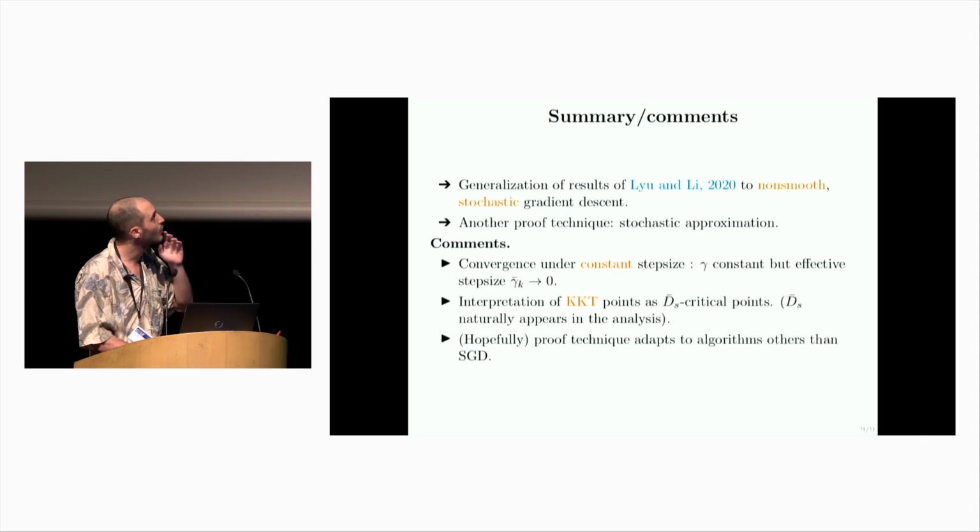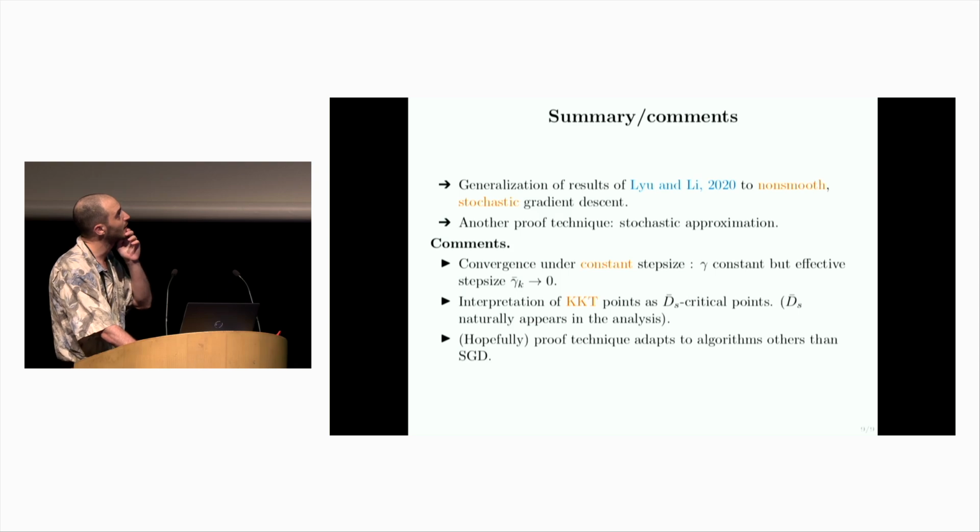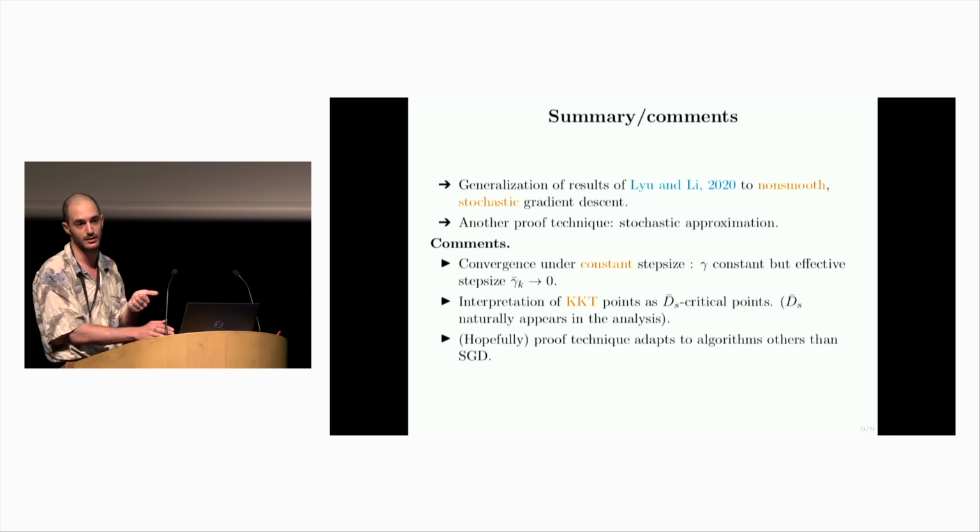I think a small comment which I found interesting is that actually we have convergence under constant step size. So usually when you do non-smooth stochastic subgradient descent, or even just non-smooth, you need decreasing step size to show convergence. But because WK goes to infinity, the effective step size goes to 0, which allows us to have true convergence.